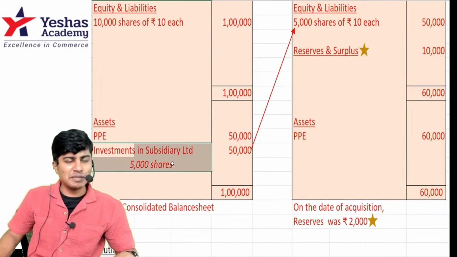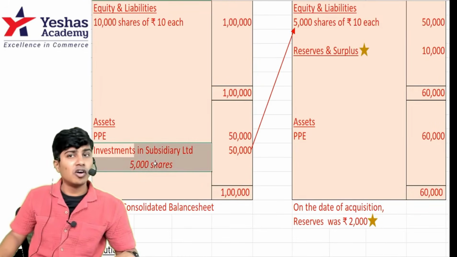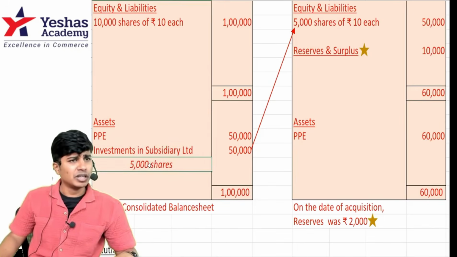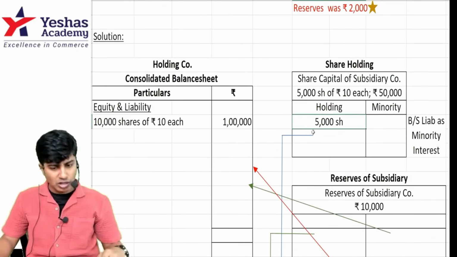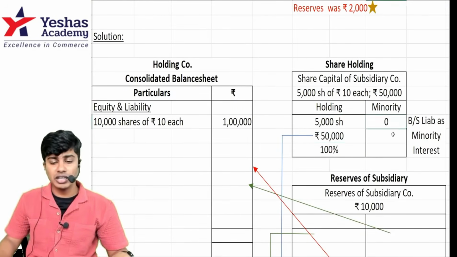Then investment in subsidiary. I should not go to 50,000. First I should see inner column. How much is investment? What do I do with this 5,000? Share capital of that subsidiary should be split, no? There I will write holding 5,000. 5,000 shares is how much? 50,000, which is 100%. So minority is 0.